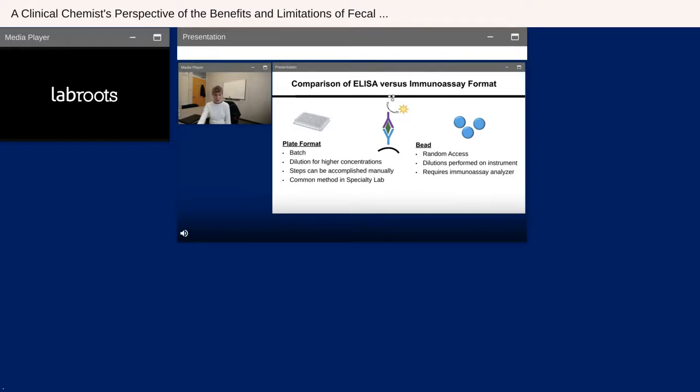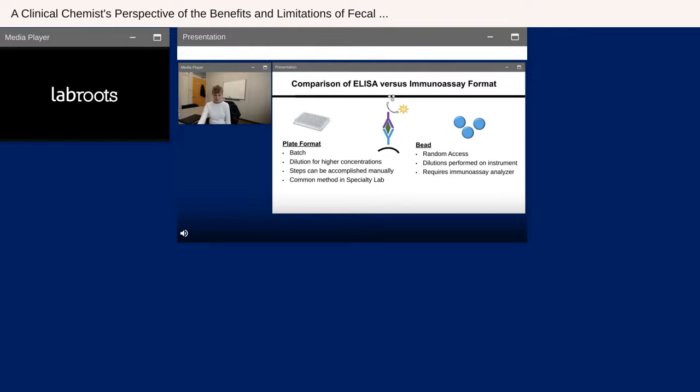All the steps for a manual ELISA can be accomplished manually, so you don't have to have special equipment. And this is a common method in a specialty lab. So this is a low entrance point for laboratories thinking about bringing this in-house and maybe wanting to start with an ELISA format first.